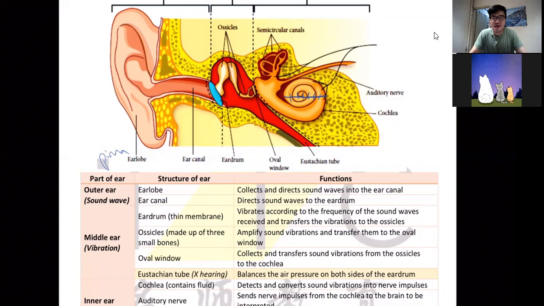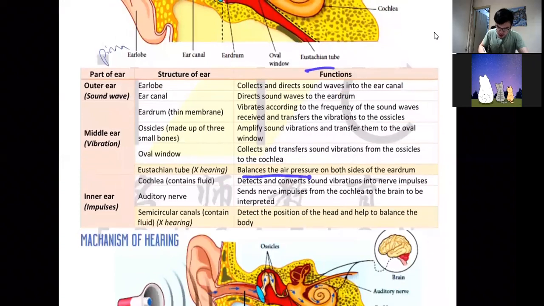Chew gum. There are 2 ways for you to clear your eustachian tube. Number 1 is yawning. Yawning, or you swallow, and then you hear the pop sound, and there's a flap here that opens. This thing is actually connected to your throat. The eustachian tube is connected to your throat. So when your throat clears, this thing will go down, and the air pressure will equalize. That's how it works. All right, so your eustachian tube is to keep pressure, to balance air pressure on both sides of the eardrum.